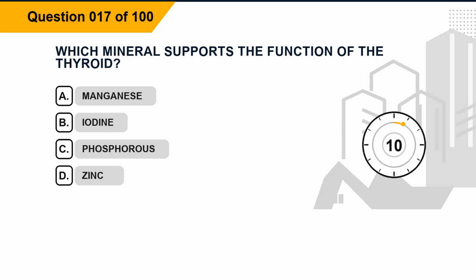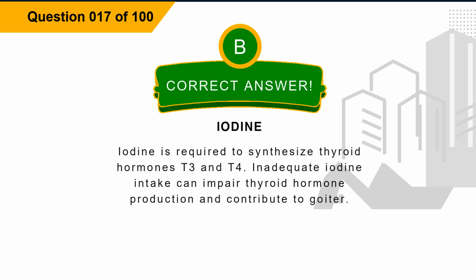Question 17. Which mineral supports the function of the thyroid? Option A, manganese. Option B, iodine. Option C, phosphorus. Option D, zinc. The correct answer is option B, iodine. Explanation. Iodine is required to synthesize thyroid hormones T3 and T4. Inadequate iodine intake can impair thyroid hormone production and contribute to goiter.